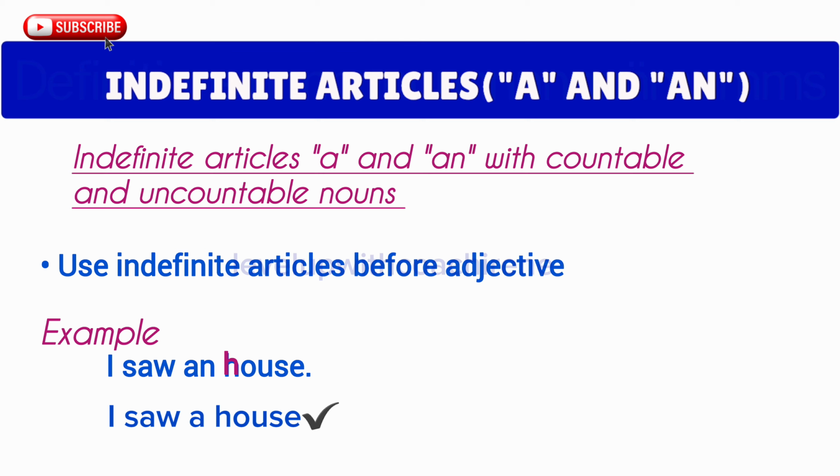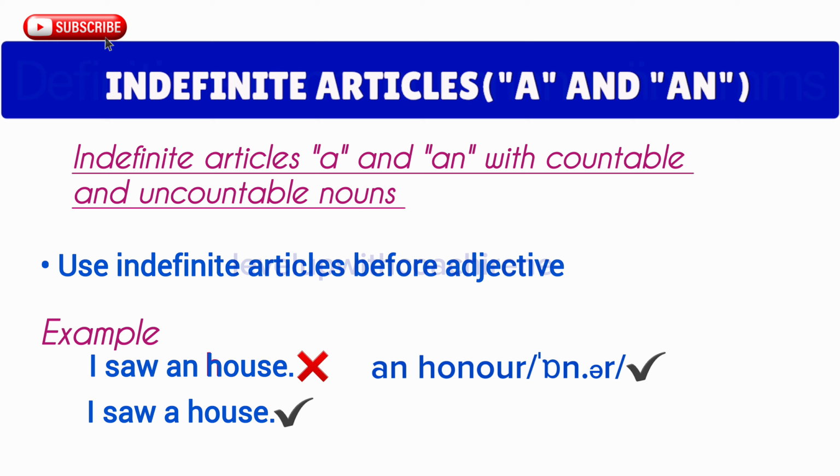Here, H in this word is pronounced as a consonant sound, not as a vowel. In some words, it could be pronounced as a vowel sound. For example, honor. However, in this word, it is pronounced as a consonant sound, therefore use a house.